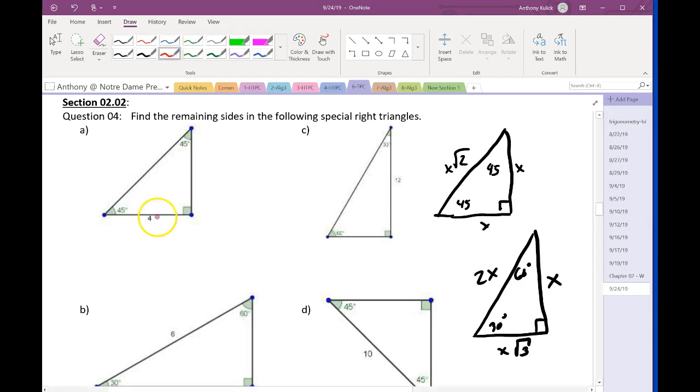In the first triangle, I see that this is a 45, 45, 90. I can tell just by reading the angles. So this side must be x, so this side is also x, and this side is x square root 2. And I'm done. Not much to do there.